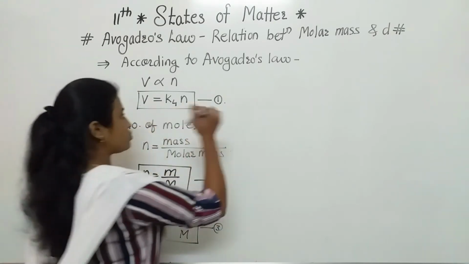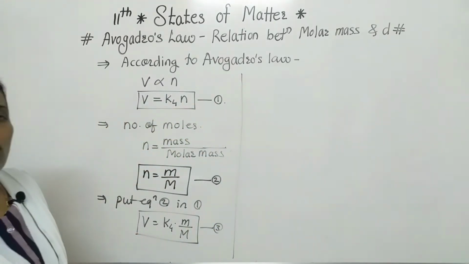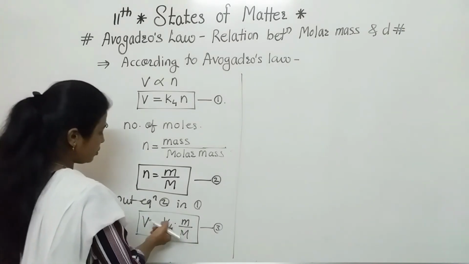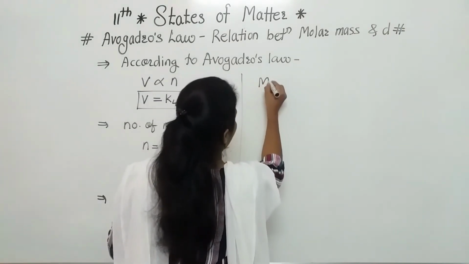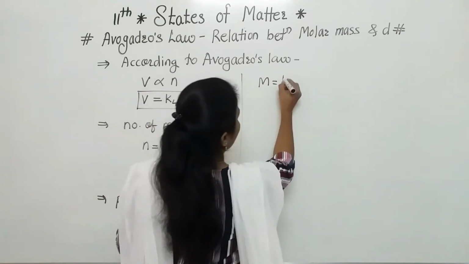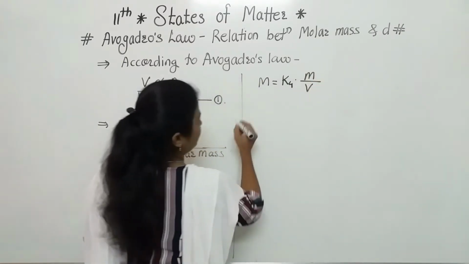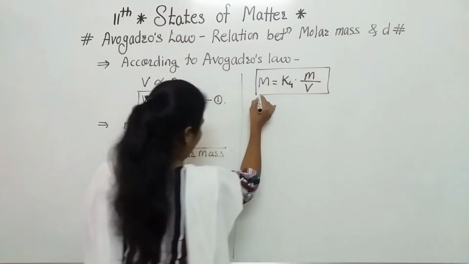Now we are going to modify equation number 3. After that we will get capital M is equal to, shifting m to the left side, K4 into m by V. This is equation number 4.